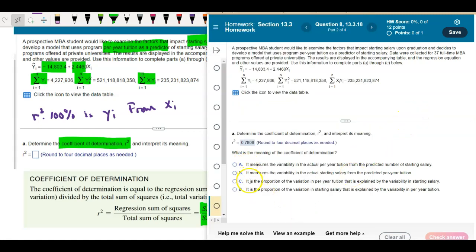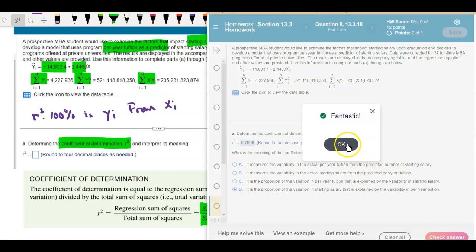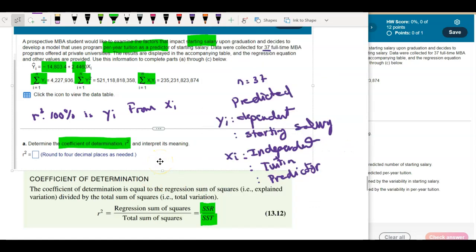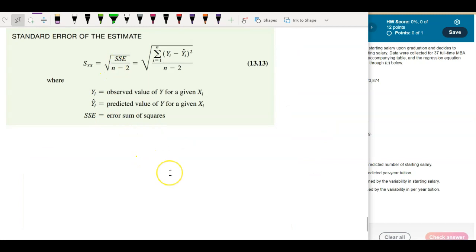And let's look for the proportion of the variation in per year tuition. No. And we're going with the proportion of the variation in starting salaries is explained by the variation in tuition, and this is most likely the correct answer, and that's good. Now the SYX, we have a formula as well. So the SYX is given by the square root of SSE divided by n minus 2.